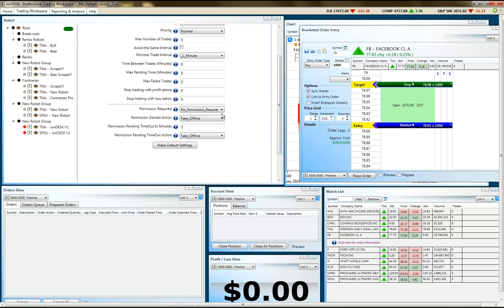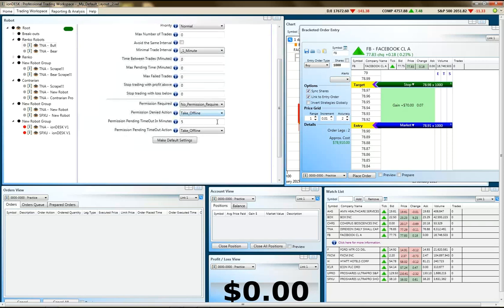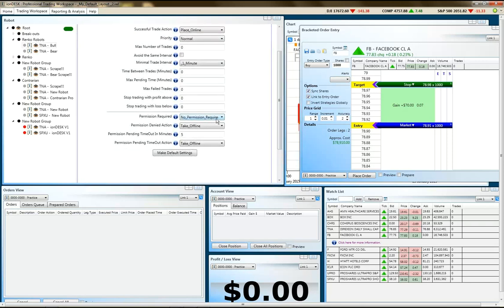That means that you can actually get a notification on your phone via email and say, yes, I want you to place this order, or no, I do not want you to place this order. Let's take a look at what it looks like locally.